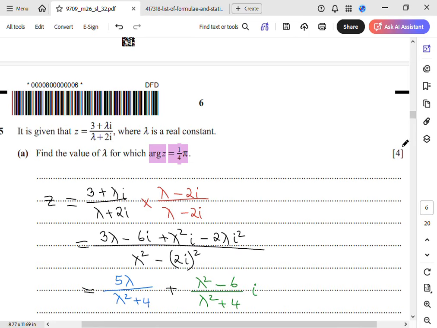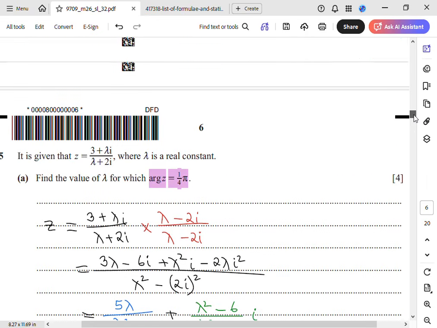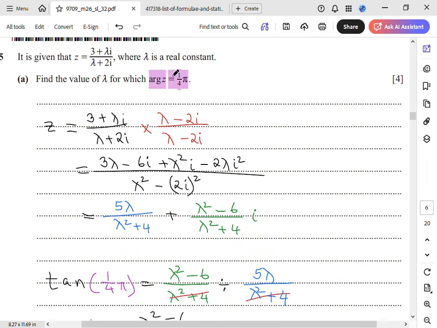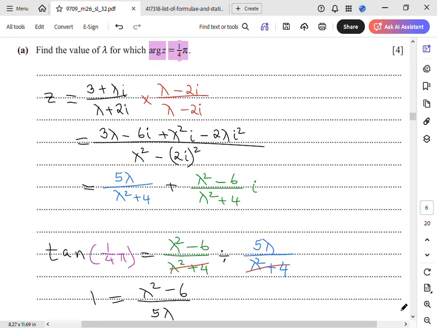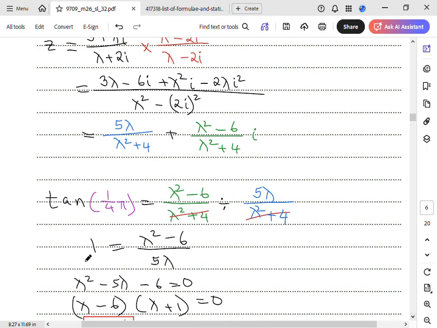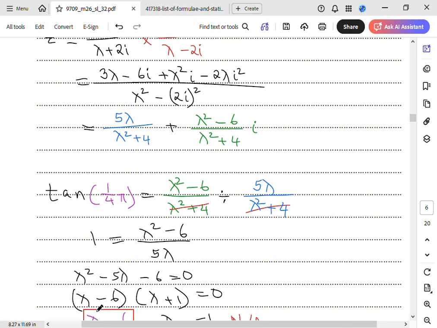So how do I find the argument? Tan of the argument is the imaginary part divided by the real part, and if you take tan inverse of that, you get the angle. So tan of the argument, which is 1/4 of pi, is equal to this. I can cancel out the lambda squared plus 4 because this is division, so you're left with just (lambda squared minus 6) divided by 5 lambda. And you know that tan 1/4 pi is equal to 1. So if you cross multiply, you get a quadratic equation, and if you factorize it, you get two values of lambda: 6 and minus 1.